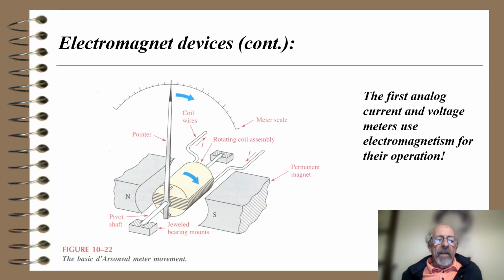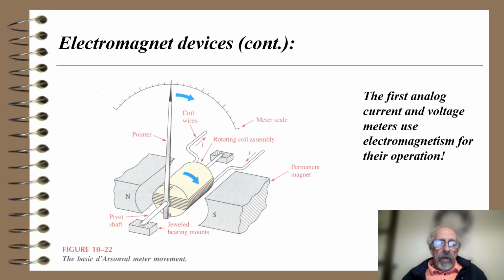Another electromagnetic device, a real ancient one, is the first analog current and voltage meters. They use electromagnetism for their operation. This shows a rotating coil assembly, coil wires, and a wire coil around the rotating coil assembly. And there's a pointer.